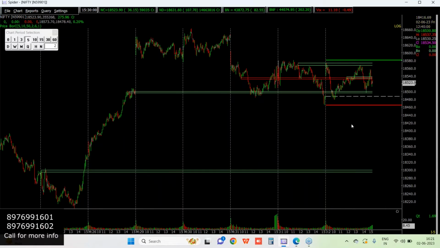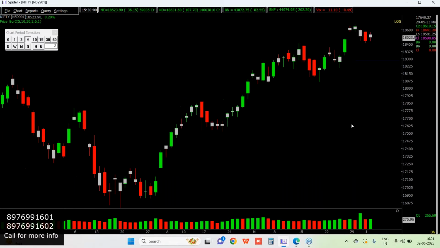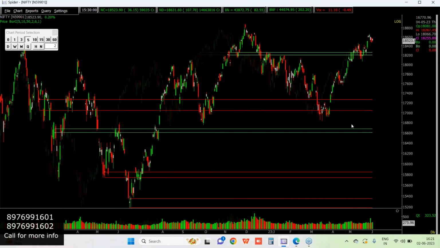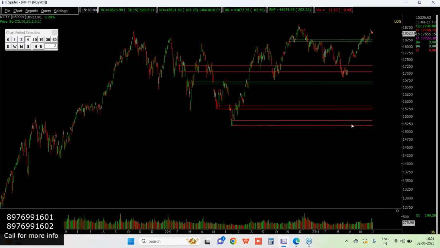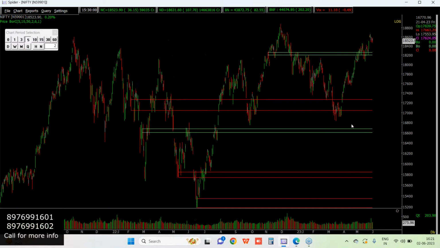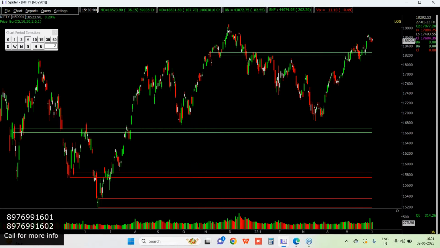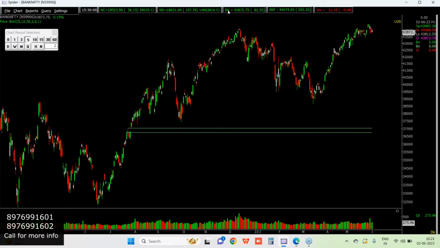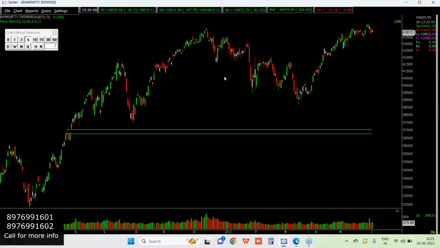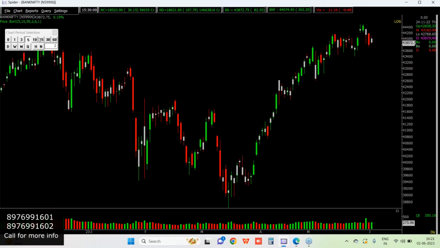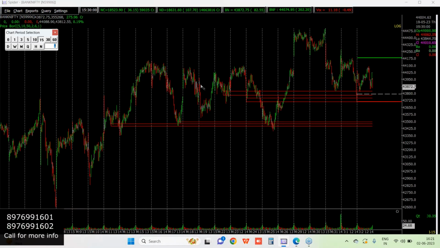If you want to go for a daily, click on D, and then you can see. Okay, so these are the levels that you will get on the chart. Right now, I'm also showing you on Bank Nifty. Previously it was Nifty, but now I'm showing on Bank Nifty. You can choose any time frame. You can choose 5 minutes, 10 minutes, 15 minutes.